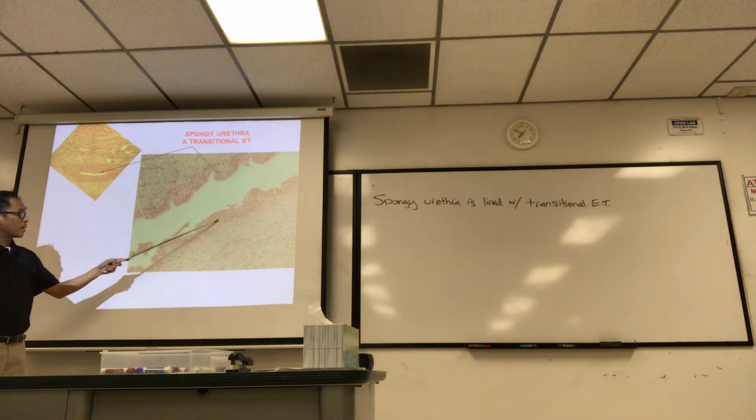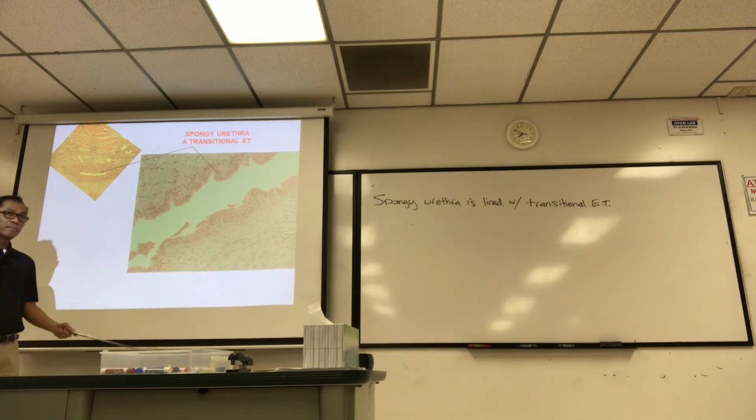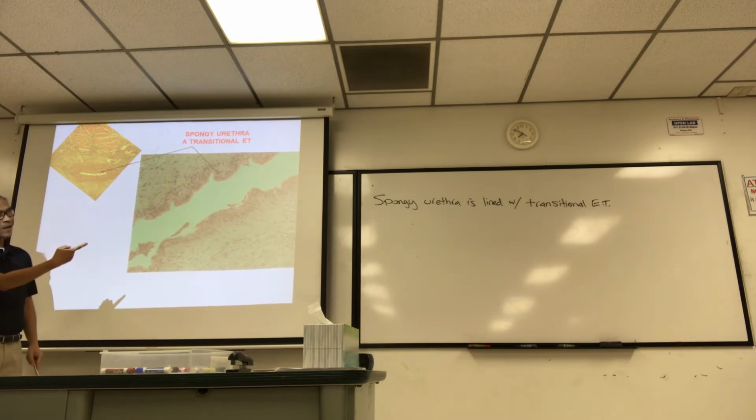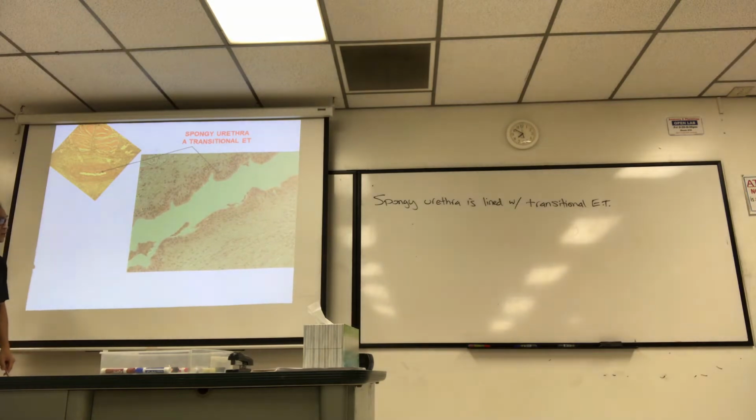So look at that. You tell me, is that simple or stratified? Do you remember what that means? Simple, one layer of cells. Stratified, many layers of cells. So which is it? It's stratified. It's not in the name. The transitional name came about because histologists thought that this tissue was a transition between stratified cuboidal and stratified columnar. Anyway, we just call it transitional epithelium. It's a stratified tissue.